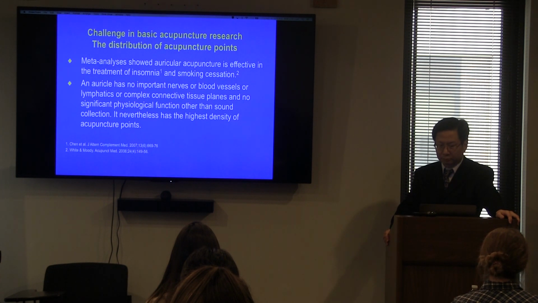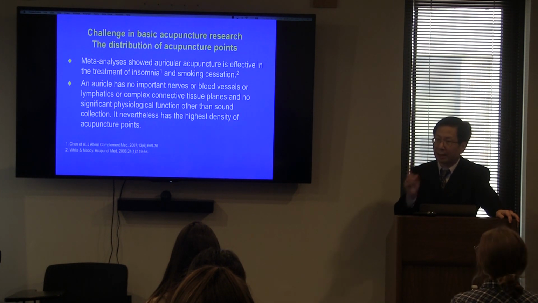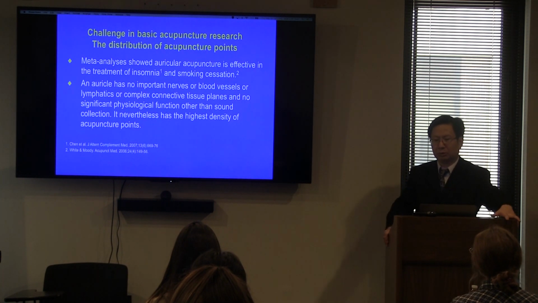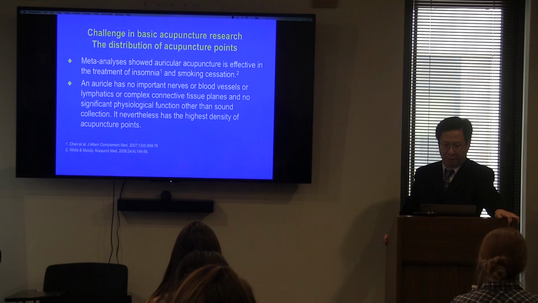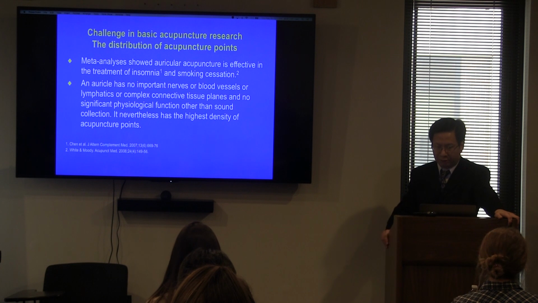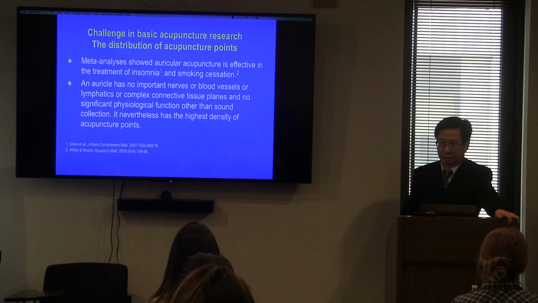And one of the most outstanding examples here is the auricular acupuncture point. Our external ear has the highest density of acupuncture points. About 10% of all the acupuncture points concentrate on the external ear. That doesn't make much sense in neuroanatomy or in connective tissue planes. And also in terms of physiological function, the external ear is fairly unimportant in conventional physiology. All its known function is the collection of sound waves.